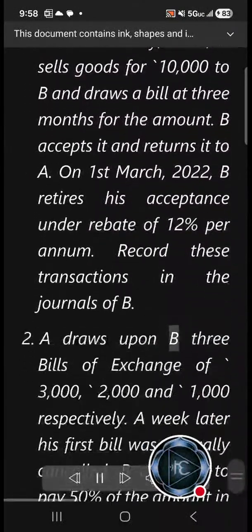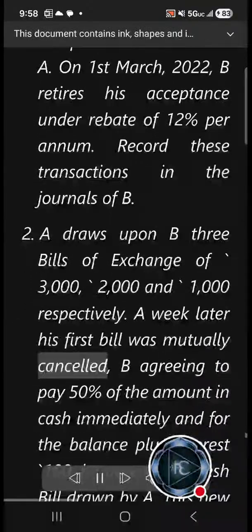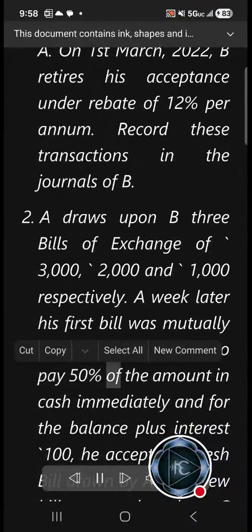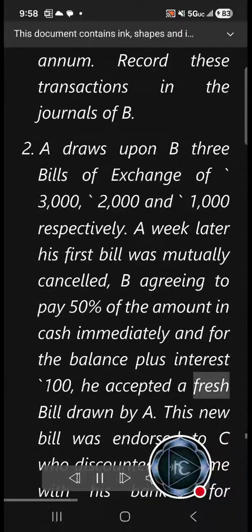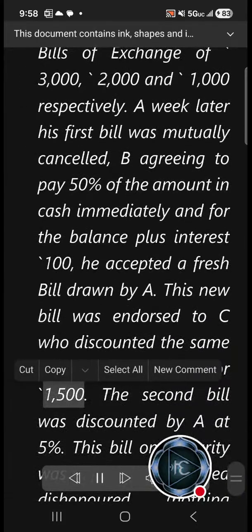A draws upon B 3 bills of exchange of $3,000, $2,000, and $1,000 respectively. A week later, his first bill was mutually canceled, B agreeing to pay 50% of the amount in cash immediately and for the balance plus interest $100. He accepted a fresh bill drawn by A. This new bill was endorsed to C, who discounted the same with his bankers for $1,500.